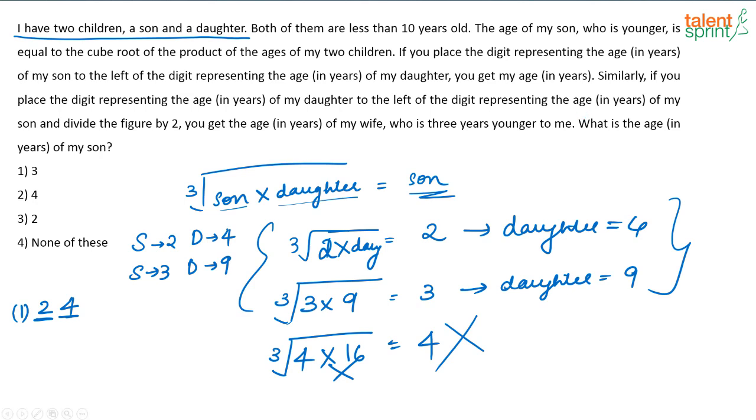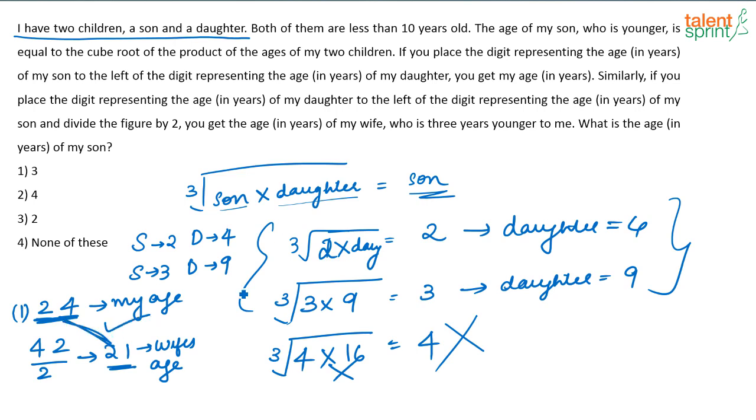Similarly, if you place the digit representing the age of my daughter to the left of the digit representing the age of my son, that is 42, and divide this by 2, right, you will get the age of my wife. So using the first case, this is my age and this is my wife's age, correct? The next sentence says that my wife is 3 years younger to me. Yes, if I am 24, in this case my wife is 21 years. So this seems to be correct, because it is satisfying all the conditions. So this has to be your answer.